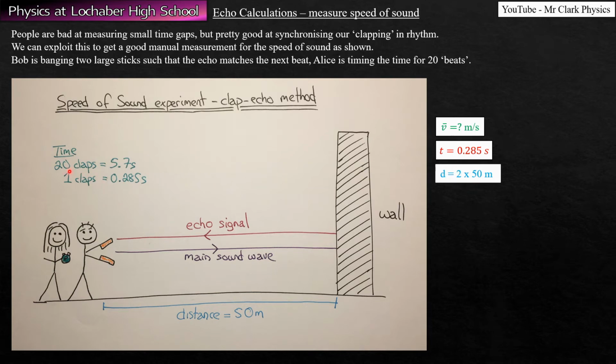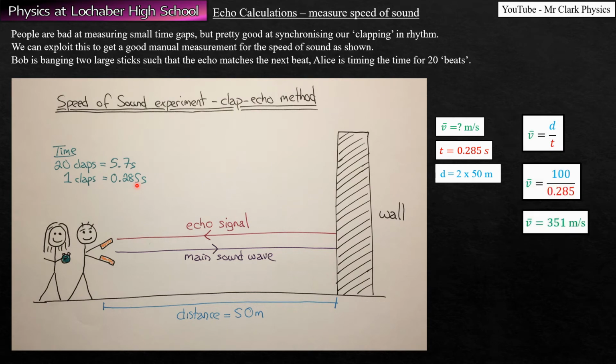The time, well, if 20 claps took 5.7 seconds, let's say, then you divide that by 20 to figure out the time for each one. So here that's 0.285 seconds. After that, we stick the values into our equation, and we end up with a value that in this case is a bit higher than I would expect, but I just made up the numbers. So this is 351 meters every second.